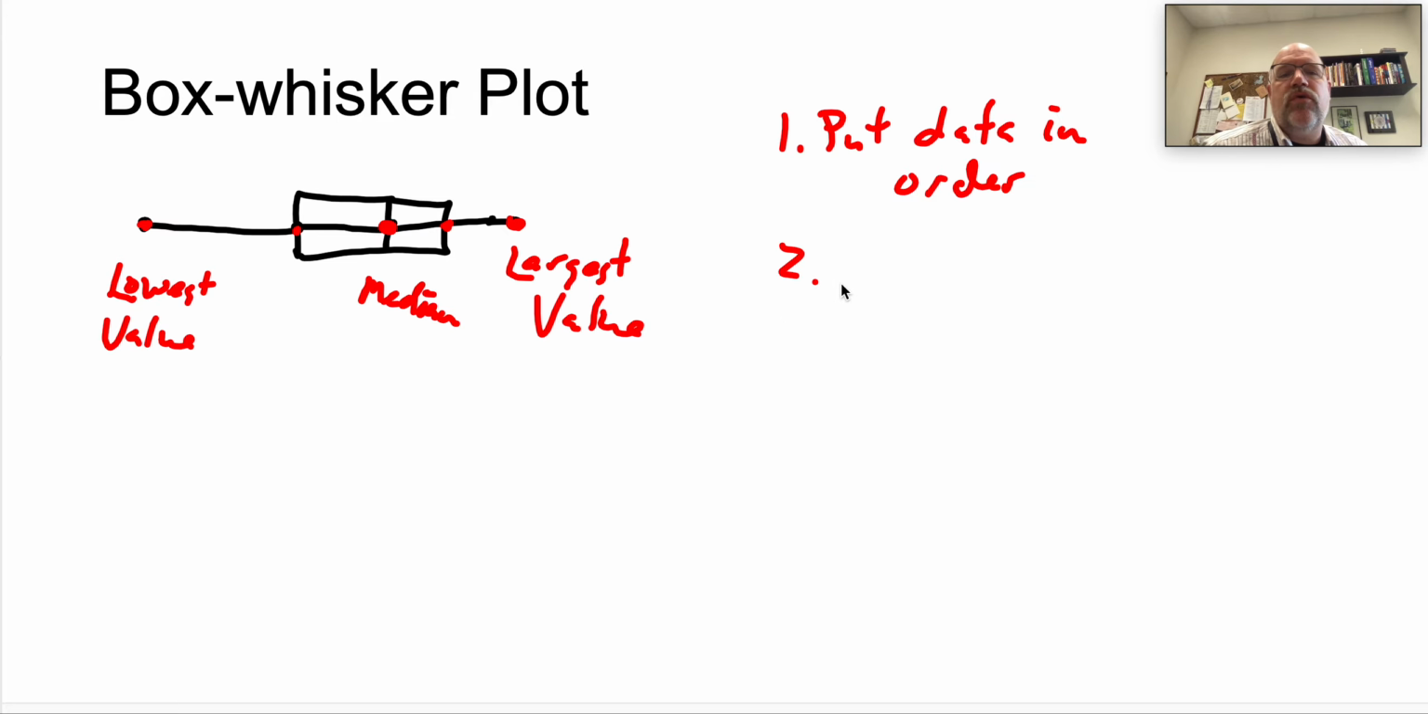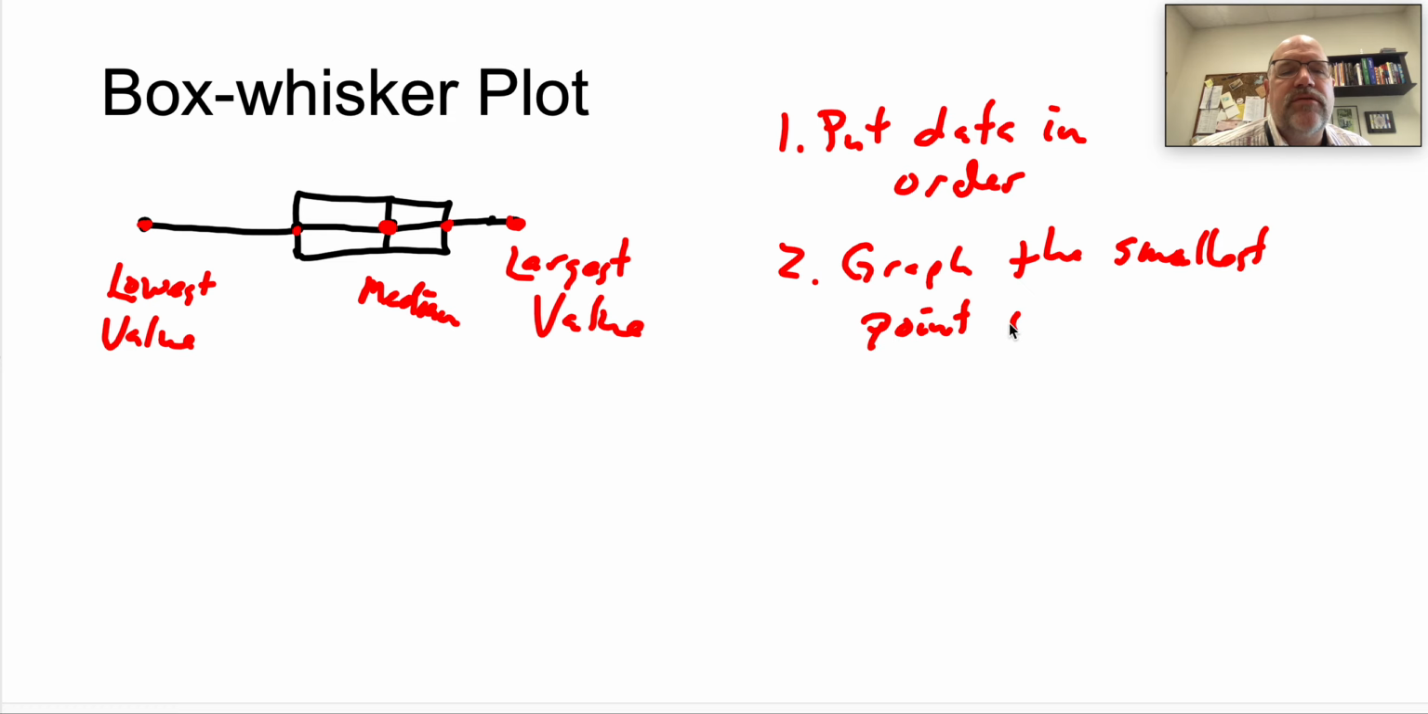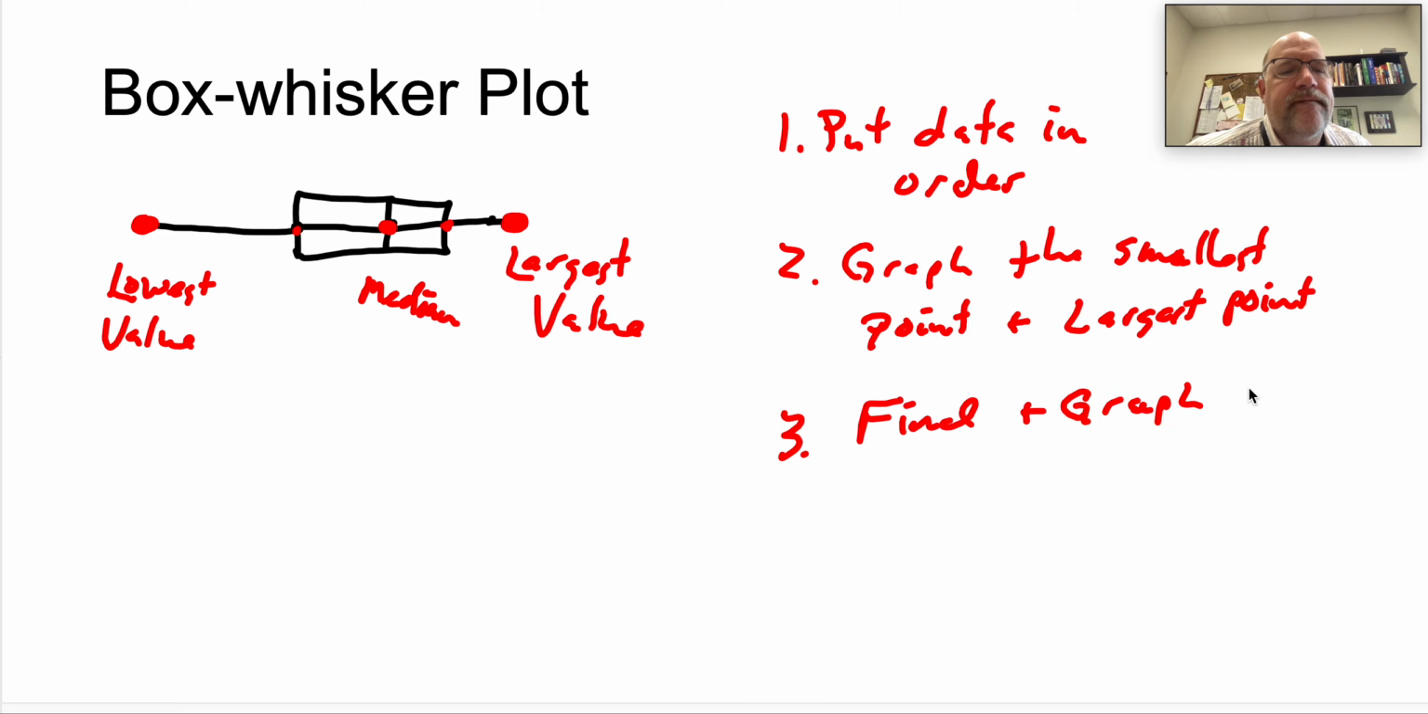After we put it in order, we are going to graph the smallest point and largest point. So the first thing we're going to do is graph this number here and this number here. The third thing we're going to do is find and graph the median. So we're going to find and graph this median right here.